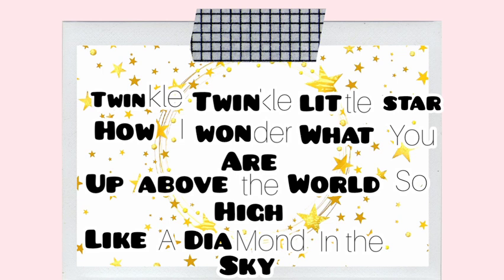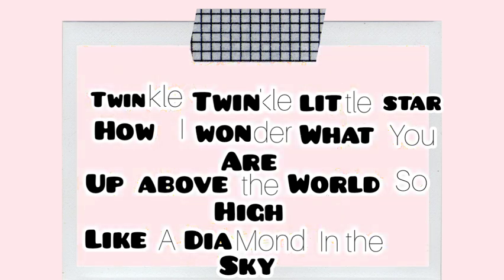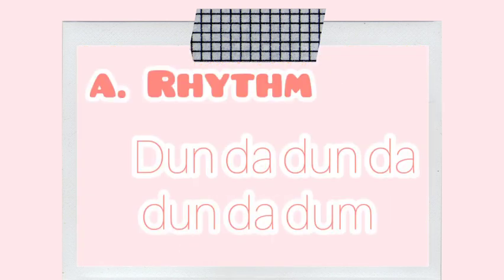Twinkle, twinkle, little star, how I wonder what you are. Up above, the world so high, like a diamond in the sky. Twinkle, twinkle, little star, how I wonder what you are. So the beat is dum da da dum da da dum da da dum, and every line in this poem has the same number of syllables, which is actually pretty common in poetry, for there to be patterns of syllables in every line, or in different lines of the poem, and that creates a beat.